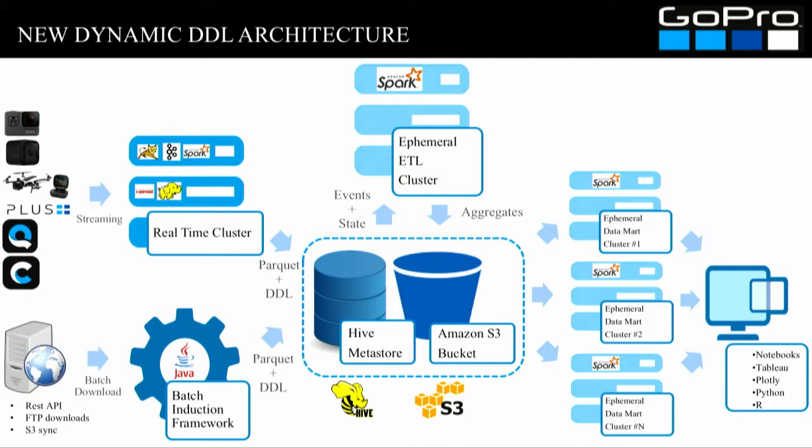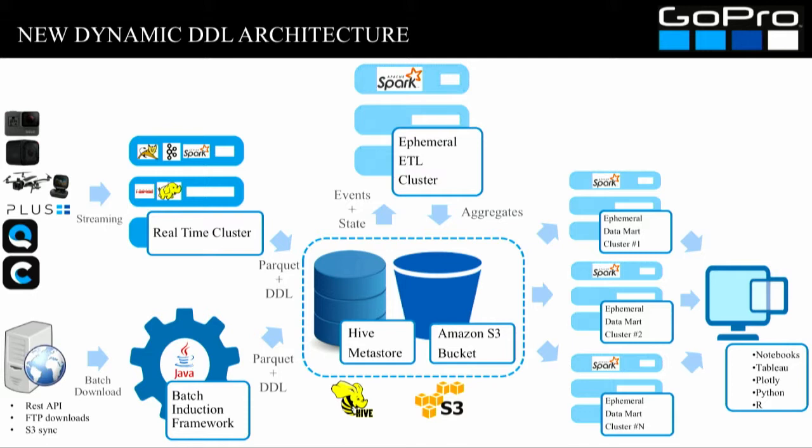So the first thing you'll notice, you'll see a lot of similarities to the previous architecture. You still see there's a real-time cluster in the upper left-hand corner. You still see there's an ETL cluster. It's ephemeral now. And then you see there are the data marts. And of course, it's data marts now. It used to be just one. So let's go through this one by one.